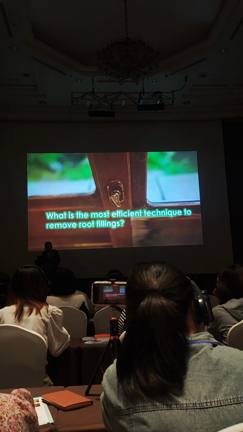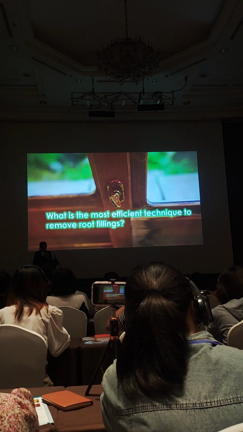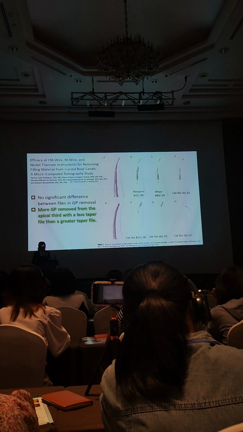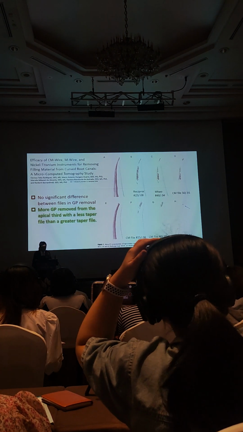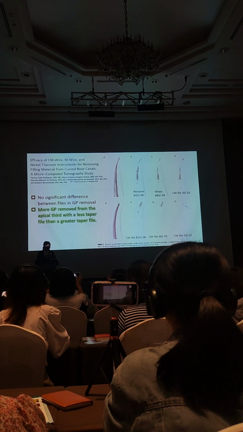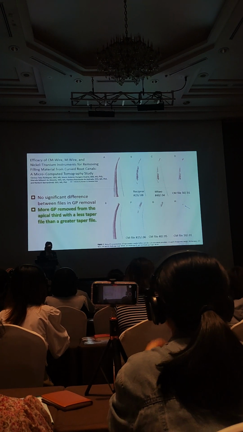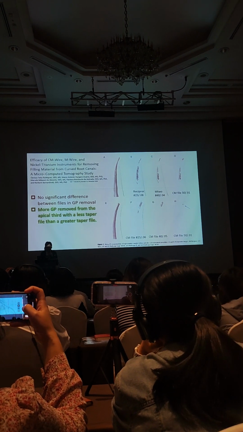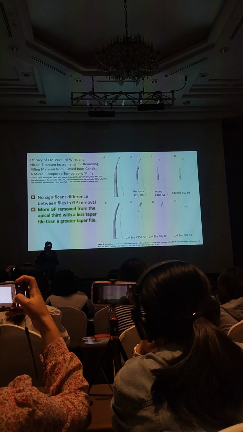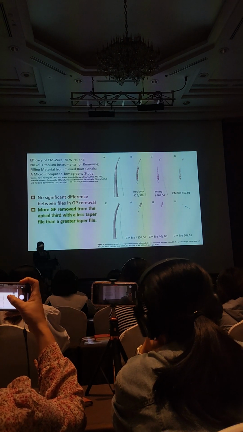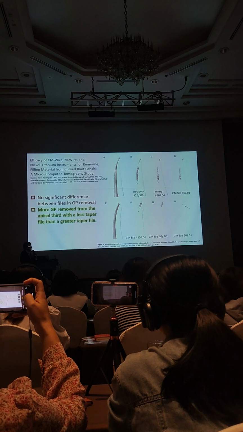So what is the most efficient technique to remove root fillings? I have already said the XP Endo Shaper is very nice to remove the gutta-percha fillings mechanically. Why do I use the XP Endo Shaper? This is the reason why I use the XP Endo Shaper.